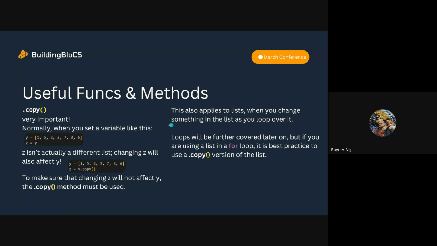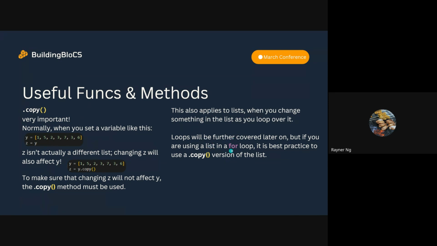So .copy is especially important for lists because of how Python handles copying lists. Let's say you have an example list here, y equals this list of numbers. Then you want to make a copy, z, so you set z equals y. But z actually isn't a copy of y. Changing z will also affect y. So in order to create an actual copy, you have to use y.copy. Now when you change an element of z, let's say you remove the last element 6, it won't affect y as well.